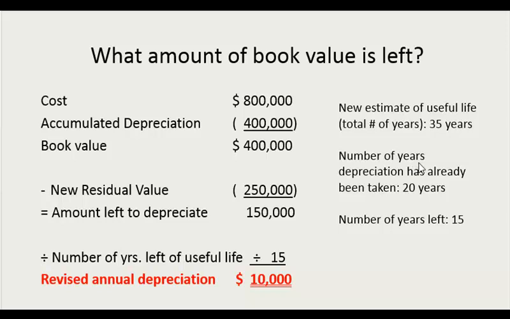Some common mistakes that students make is they subtract the old salvage value up here and they subtract the new residual value. So we don't want to subtract both. We only want to subtract the new estimate of the residual value. And another common mistake is to divide the amount that we have left to depreciate by the total number of years of useful life rather than the number of years remaining. So that's how we would solve this type of problem.